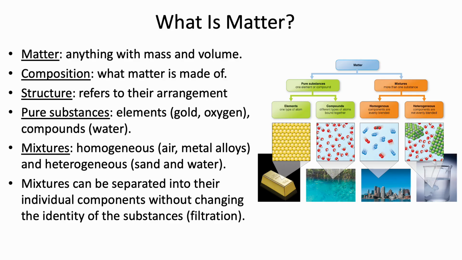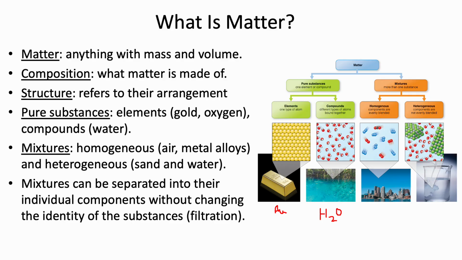Take a look at the picture on the right. It shows you how matter can be divided into either pure substances or mixtures. If you look at our pure substance, it can either be divided into elements or compounds. Elements such as gold here is made up of only one type of atom. On the other hand, compounds are made up of two types of atoms. Here we're seeing the example of water, where two hydrogen atoms combine with one oxygen atom.